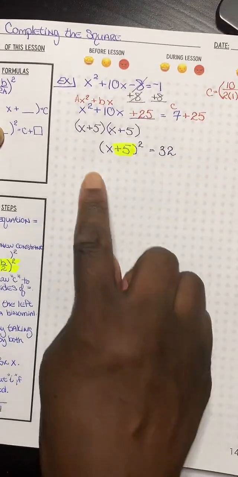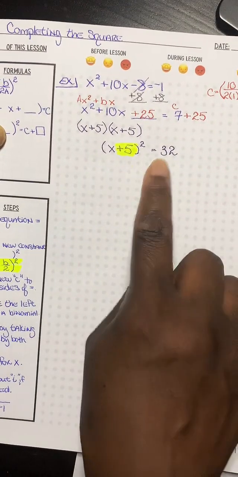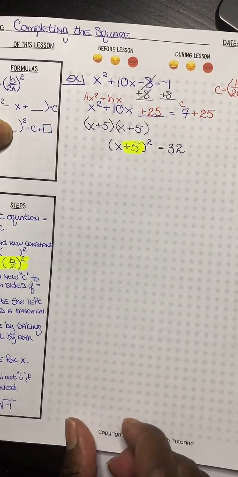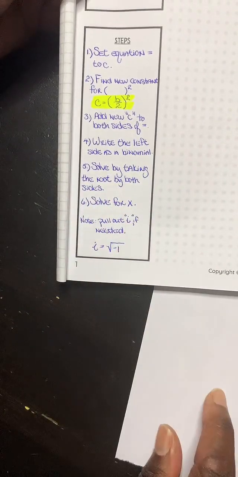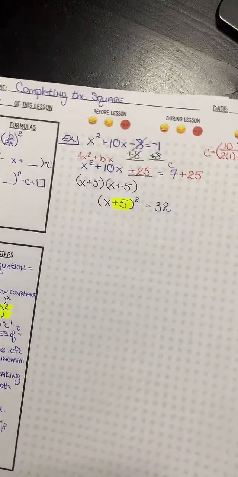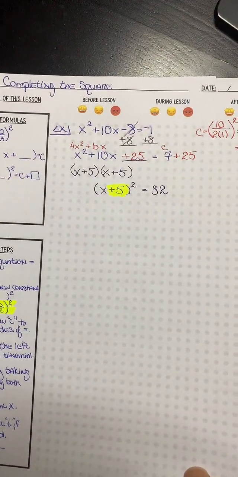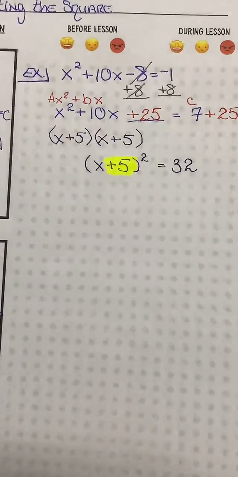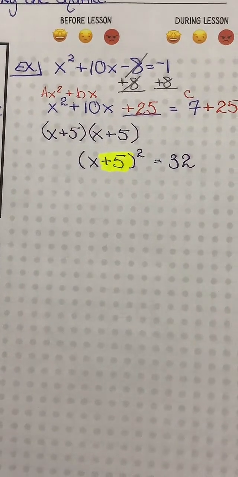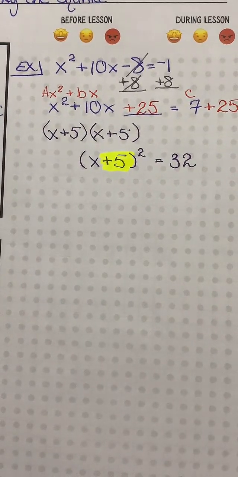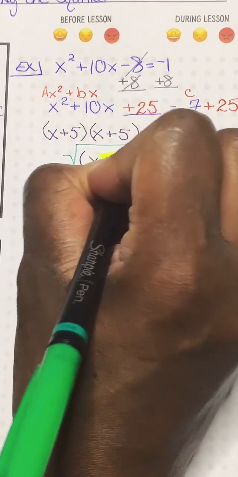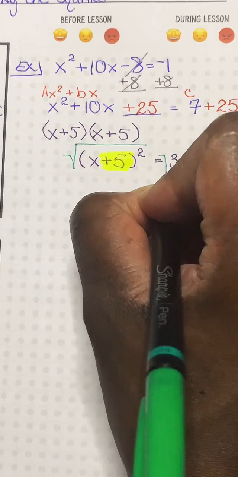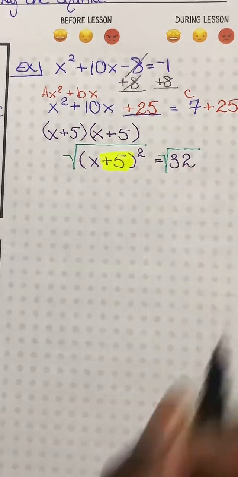So now we're going to solve. This is basically factored, but we're going to solve. What we're going to do next is take the square root of both sides and solve for x. So let's get started. Now, when we take the square root, remember, the inverse of a square is a square root.